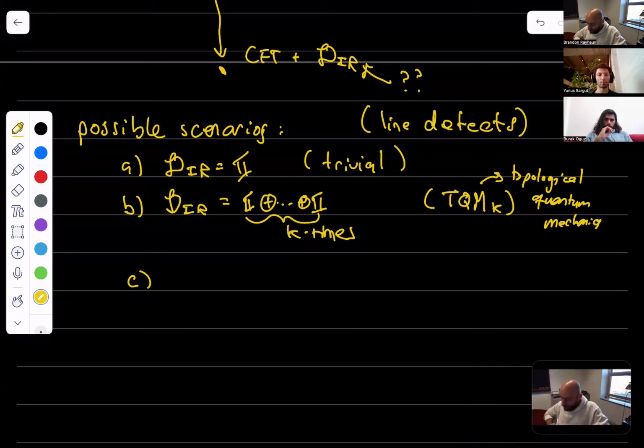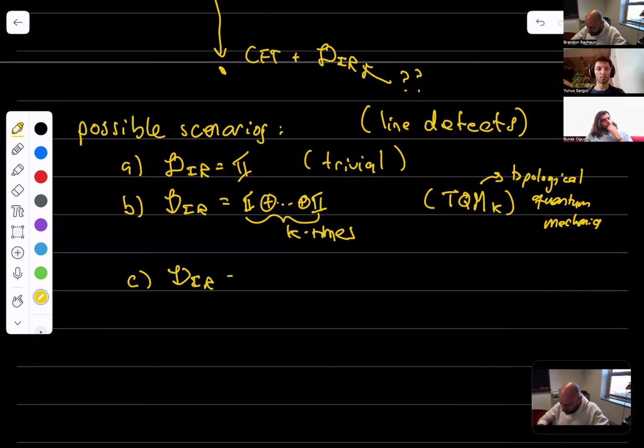Okay, so by the way, in this scenario, for example, if you considered the theory on some compact spatial manifold, with the line defect piercing the spatial manifold at a point, so forming some kind of point-like impurity, then, for example, you would see a ground state degeneracy when you look at the Hilbert space associated to that background. So that's one signature that you would see in this scenario.